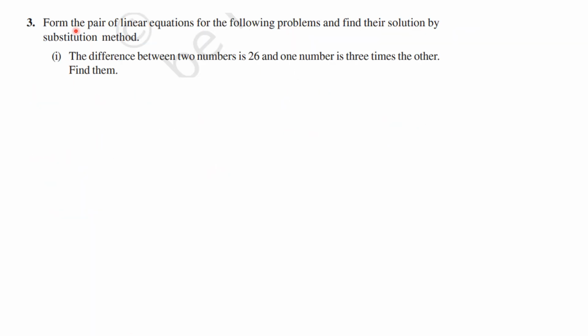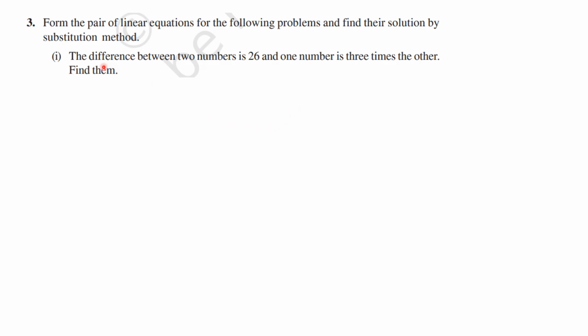Now question number 3. Form the pair of linear equations for the following problems and find their solution by substitution method. So the first question is given as the difference between two numbers is 26 and one number is 3 times the other. So from the first statement you can get two equations, and after getting the equations you have to solve and then find what the numbers are.